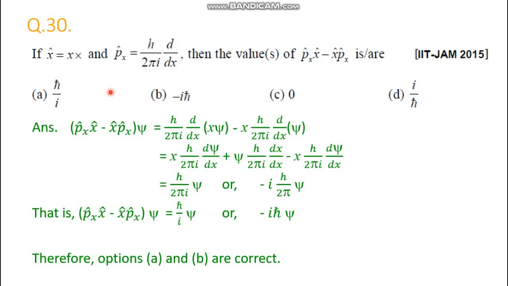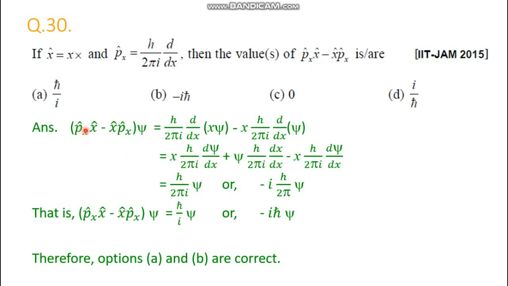Next question: if x cap equals multiplication by x and px cap is h by twice pi i d/dx, then we have to find the value of px cap x cap minus x cap px cap. It may have more than one value. Okay, so let's find out the value.